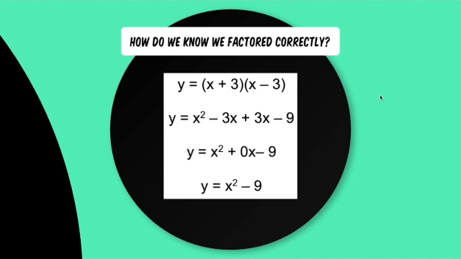How do we know Ms. Franks factored correctly? Well, if we take our answer in factored form, y equals x plus 3 times x minus 3, and double distribute, we get x squared minus 3x plus 3x minus 9. Well, negative 3x plus 3x is 0x, 0x is really 0. So my final answer is y equals x squared minus 9. So I know I factored correctly because my factored form would get me back to my original standard form equation.